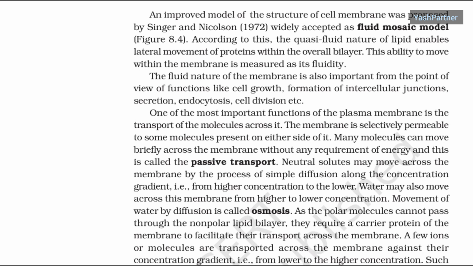One of the most important functions of the plasma membrane is the transport of molecules across it. The membrane is selectively permeable to some molecules present on either side of it. Many molecules can move freely across the membrane without any requirement of energy, and this is called passive transport. Neutral solutes may move across the membrane by simple diffusion along the concentration gradient, that is, from higher concentration to the lower. Water may also move across this membrane from higher to lower concentration. Movement of water by diffusion is called osmosis.